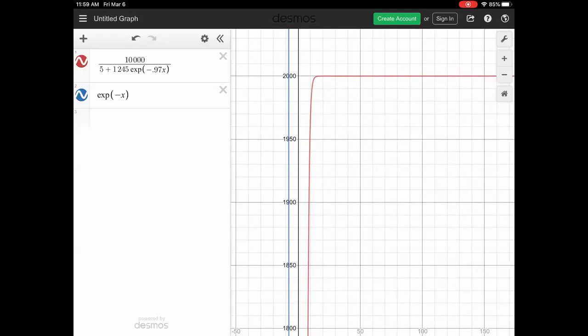Is this the same amount of time as here? Close enough. It'll be a little bit off, but pick a value close to that boundary.